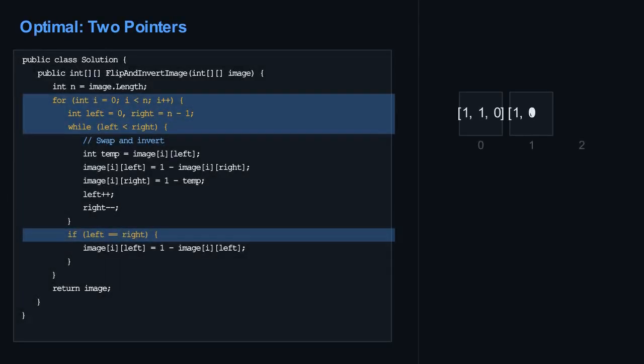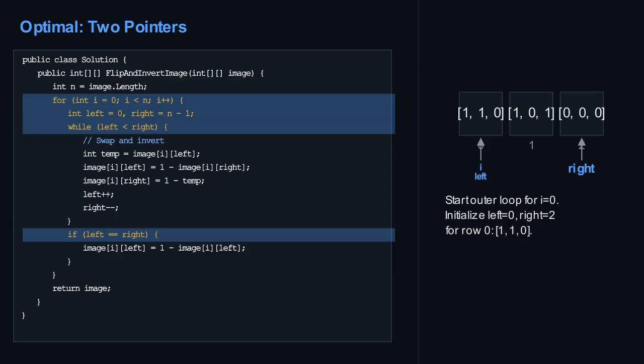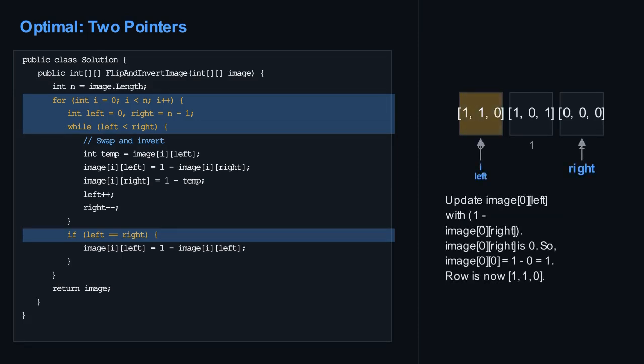Let's trace our optimized algorithm with an example. Our input image is a grid. The first row is 1, 1, 0, the second row is 1, 0, 1, and the third row is 0, 0, 0. The size n is 3 since it's a 3 by 3 grid. We start by looping through each row. For the first row, which is 1, 1, 0, we initialize our left pointer to 0 and our right pointer to n-1, which is 2. So left is 0, right is 2.